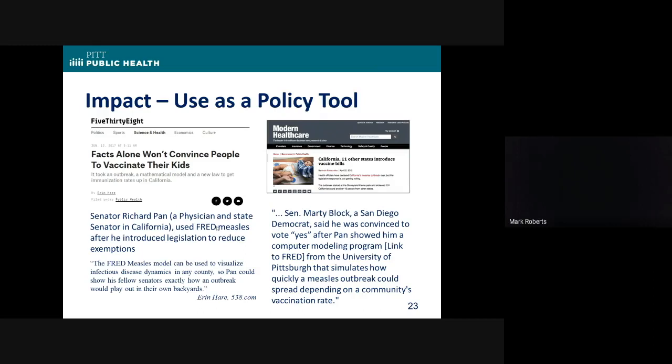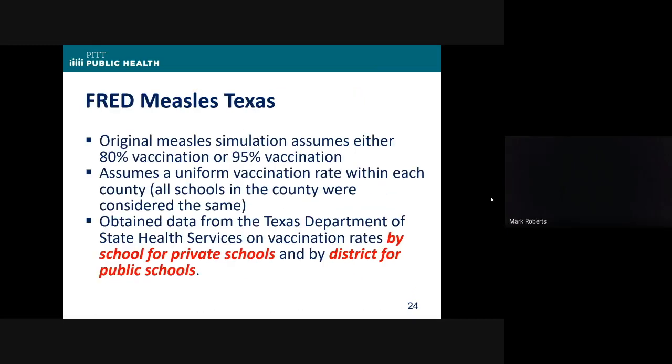And then we got in Modern Healthcare a quote from Senator Marty Block, one of Senator Pan's colleagues, who said it was the Pitt simulation that changed his mind to vote for reducing exemptions to measles. So our belief is that we're trying to build tools that can be used by policymakers to help make their decisions.